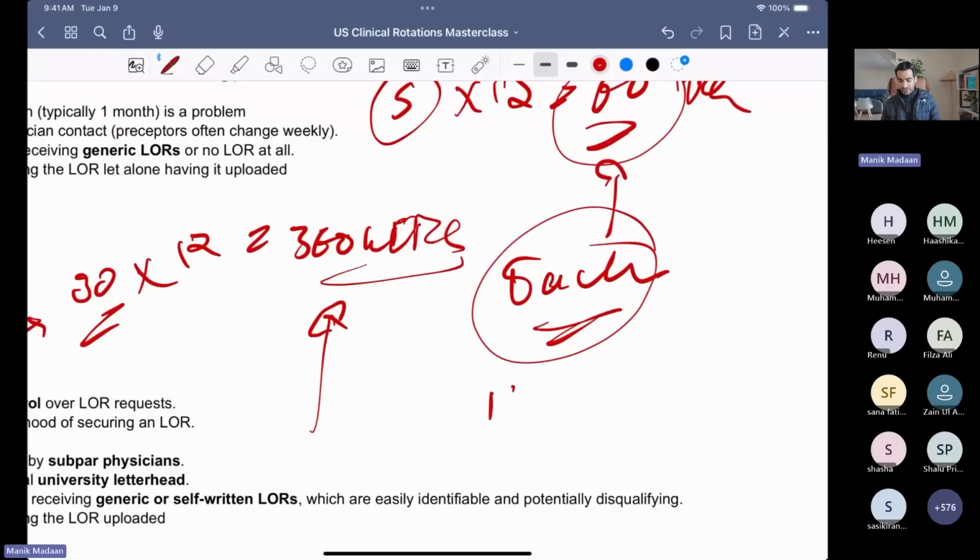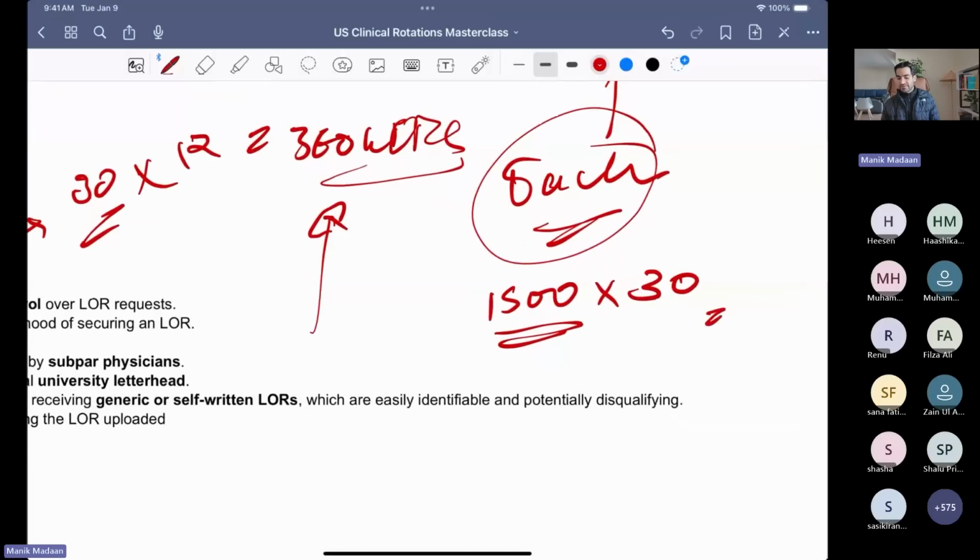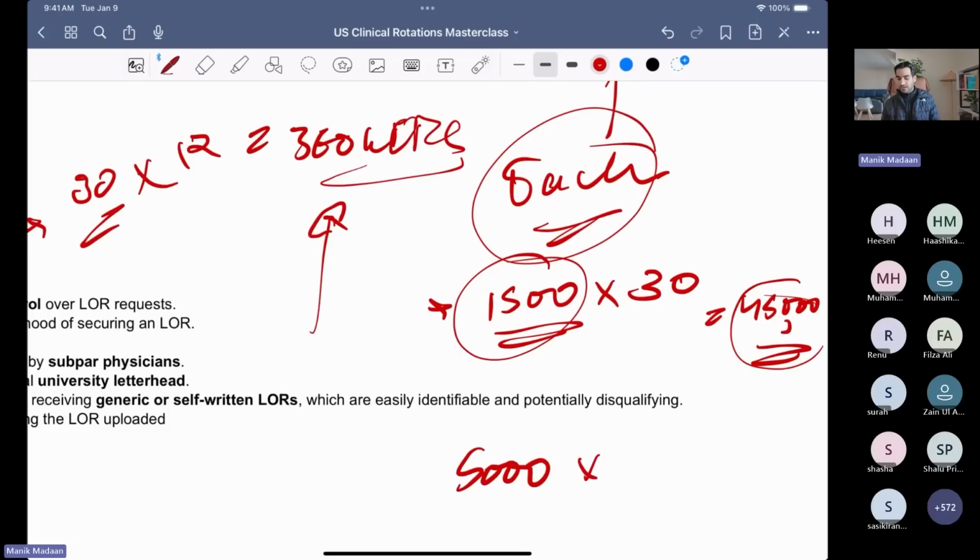let's say 1,500, right? And multiply it with the number of people doing the rotation, right? So for example, $45,000 for this 1,500 private company rotation versus Harvard, which is 5,000, and only 2 people are doing it, $10,000. The price you pay at the end is this, not this that you think of. And this is a very, very important take-home point, right?